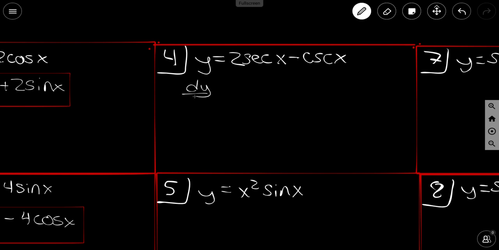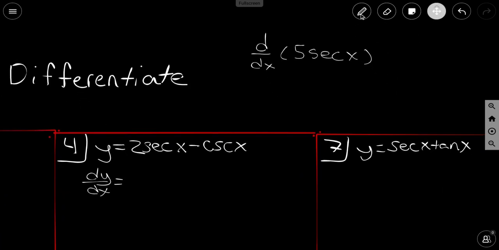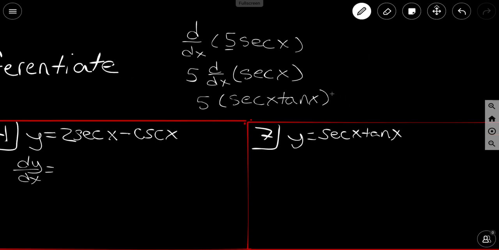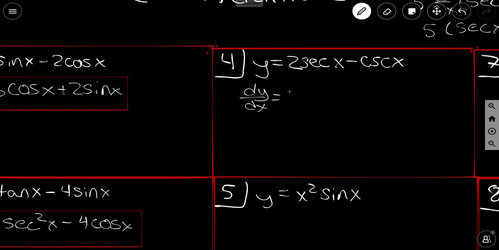For this one, let's see, when you're asked to differentiate something like 5 secant x, the derivative of secant x is secant x times tan x, but because there's a constant here, you can just take this out, like so, and then it would be 5 like that. And then you can go ahead and distribute if you want. Moving on, it's going to be 2 secant x tan x.